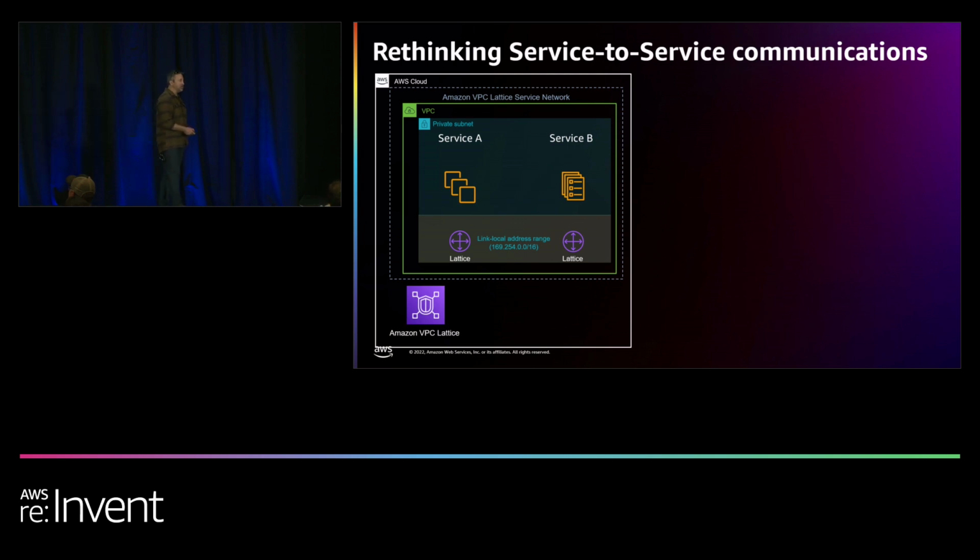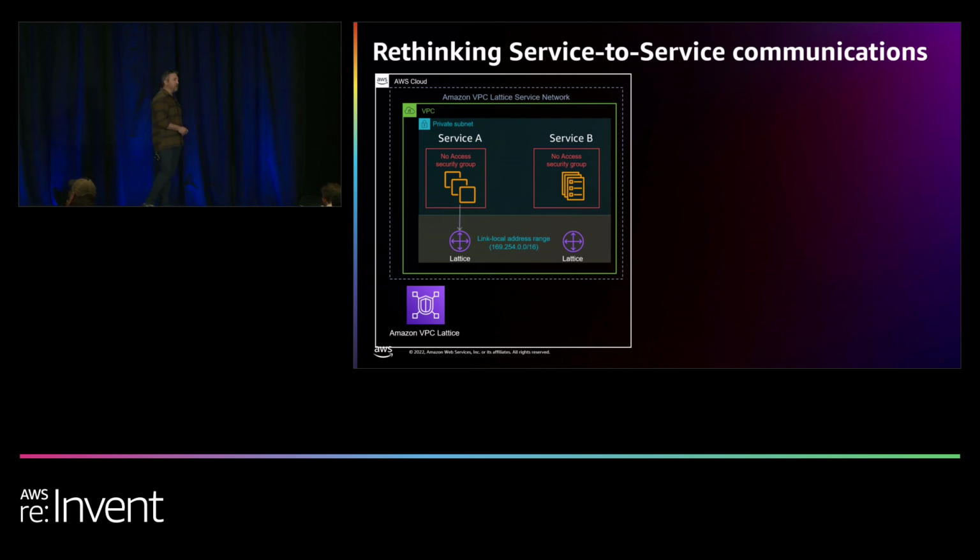It's link local address space. It's impossible to route to it. Like literally nothing can exist there except the AWS Lattice service, right? And the next thing we're going to do is put a security group on these things that basically says nothing can come in, right?